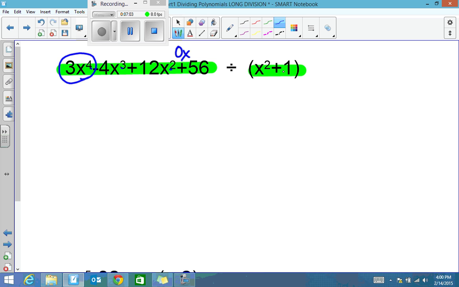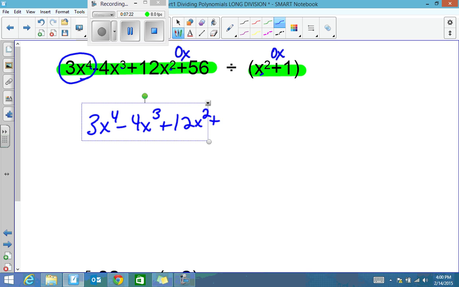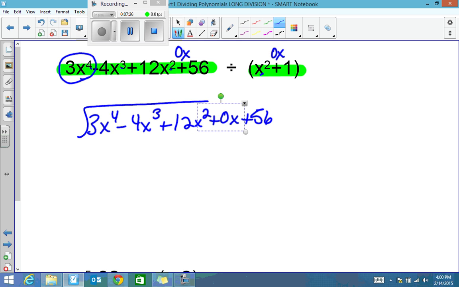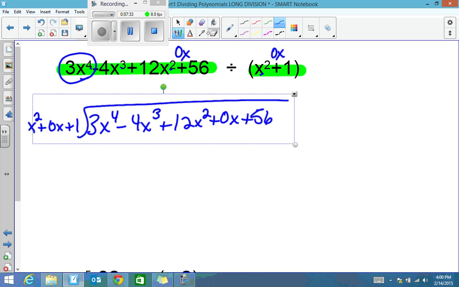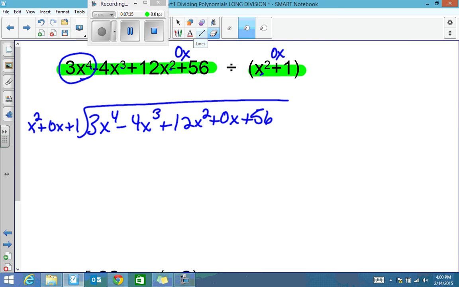Same process over in our divisor. We have x to the second, but we don't have x to the first, so we're going to have to add that in, and then we have a constant. So let's set up the problem. We have 3x to the fourth minus 4x to the third plus 12x to the second plus 0x plus 56 divided by x to the second plus 0x plus 1. Okay, now we're ready to divide.